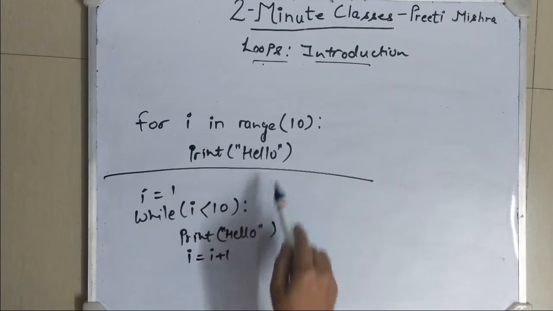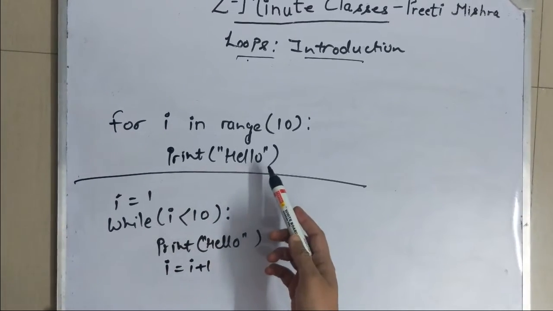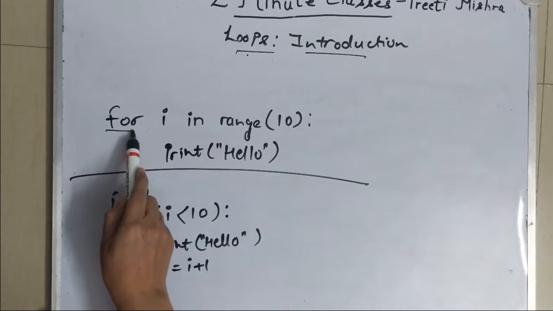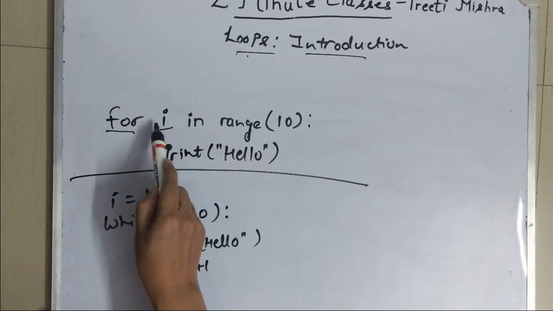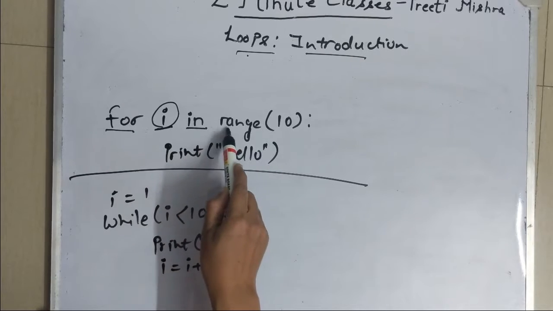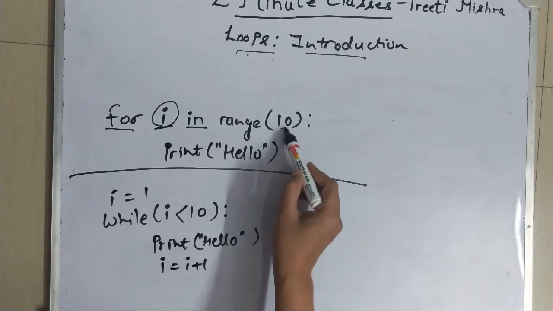Let us have a look at the syntax of both the loops. We are taking the same example of printing hello 10 times. This is the syntax of the for loop. You will have the keyword for, then the variable I, you can have anything instead of this, then the keyword in. After this you use the function range. I want to print hello 10 times, so over here I have written 10.